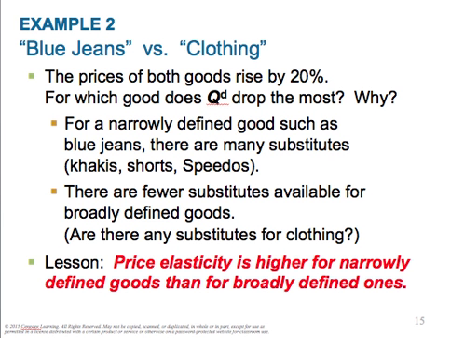Price elasticity is higher for narrowly defined goods than broadly defined goods. So the more specific you are, I can replace just wearing blue jeans. I can wear khakis, whatever. But just clothing in general, there's less price elasticity.